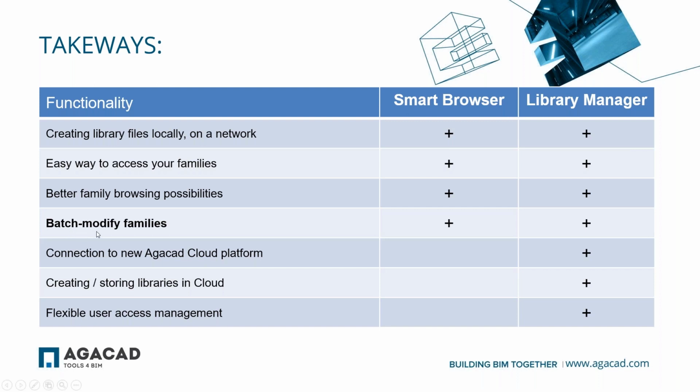Batch family modifications. That's what our tool is famous for, that you can modify a lot of family parameters at once for many families. In that way, you can standardize families, enter specific codes. You can even export parameters of the families into Excel, fill the data inside of the Excel, and import it as a change file and change the families. That can be done both in Smart Browser and in the Library Manager.